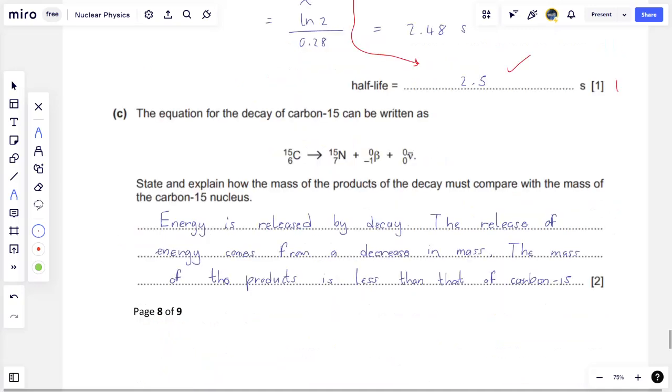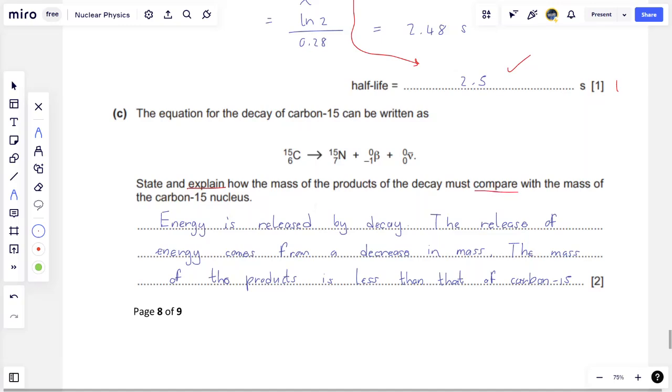Then I'm given the decay reaction equation for carbon-15 as it becomes nitrogen-15, a beta particle and an antineutrino. And I need to explain how the mass of the products of the decay must compare with the mass of the carbon-15 nucleus. Now, an explain question requires, well, an explanation requires some words.